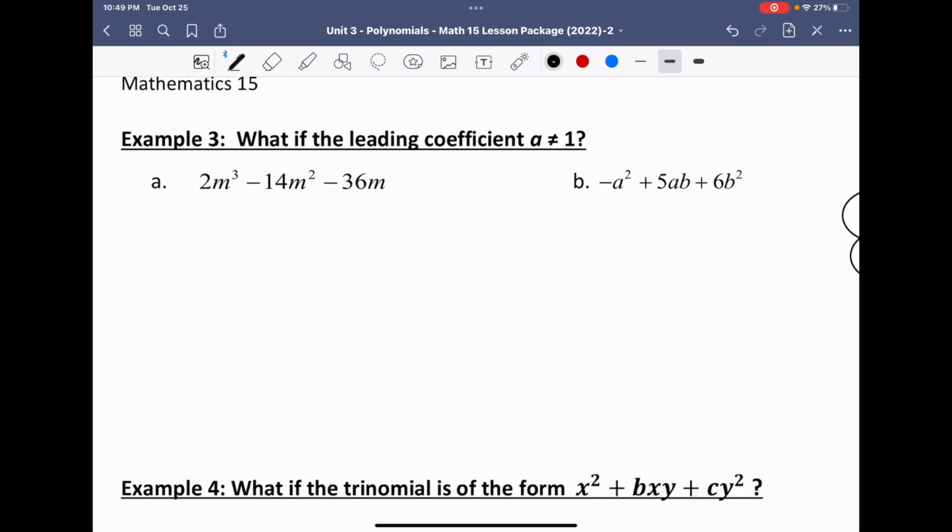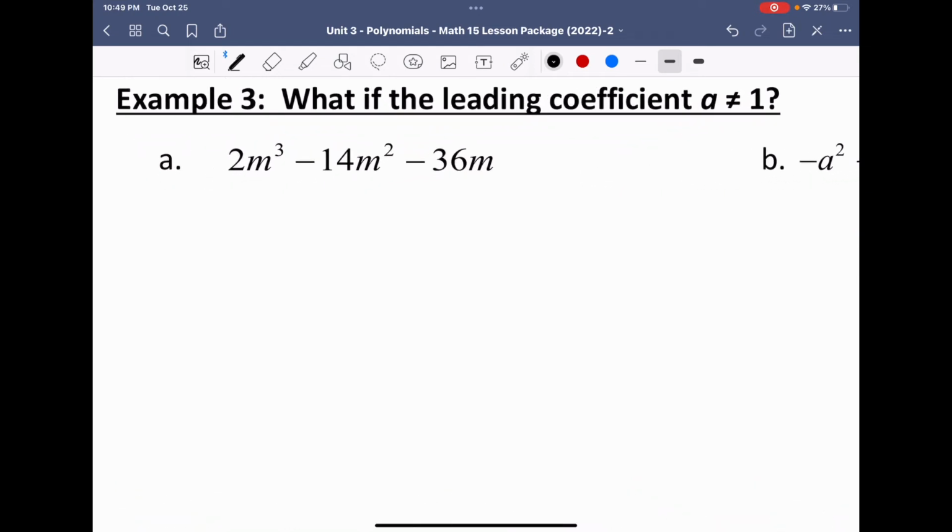All right, now, what if the leading coefficient does not equal 1? What do we do in this case? Well, what do we have to do? We have to take out a GCF from these. So our step 1 is always to look for something we can remove. In this case, I'm going to remove out a common 2, and I can also remove out a common m. They all share at least one m term, and they all share a factor of 2.